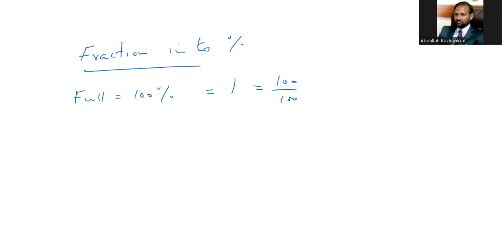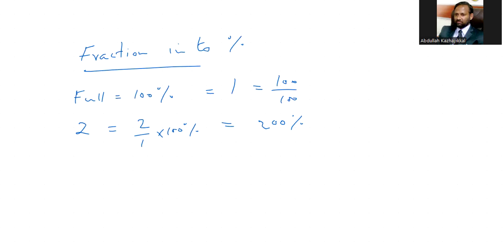2 means 2 by 1 into 100%, 200%. Remember this one. 2 means 200%, double. 2 into 100% is 200%. That is double. Full means one. Imagine full means 100%. I ate a full mango. I ate a full cake, one full cake. I got full marks. That is 100%.